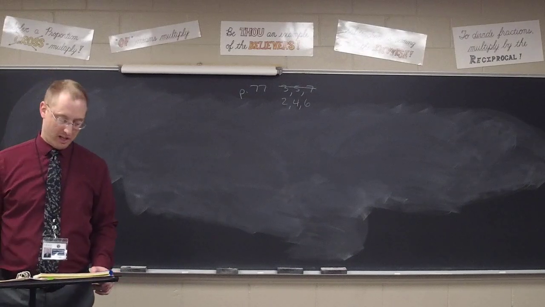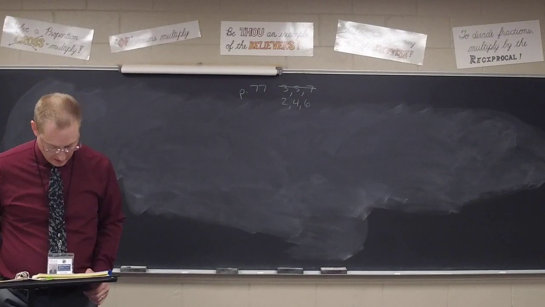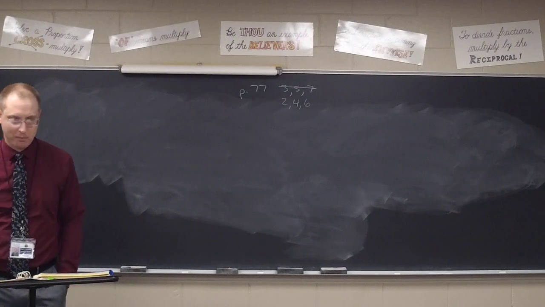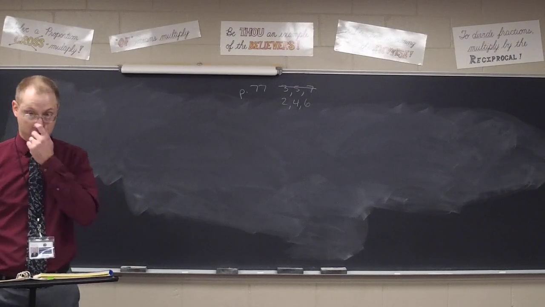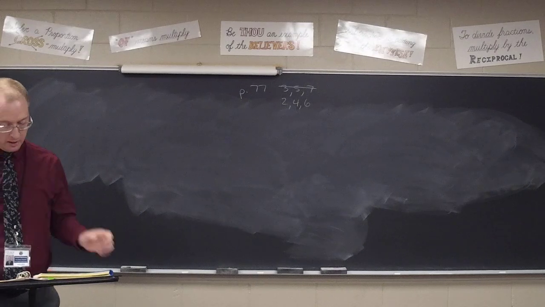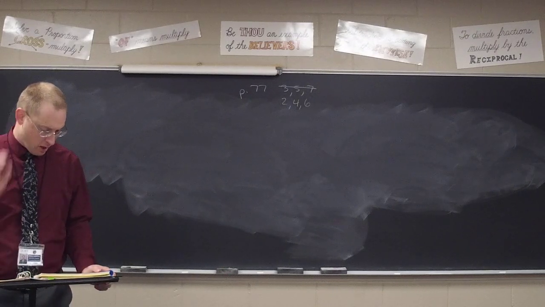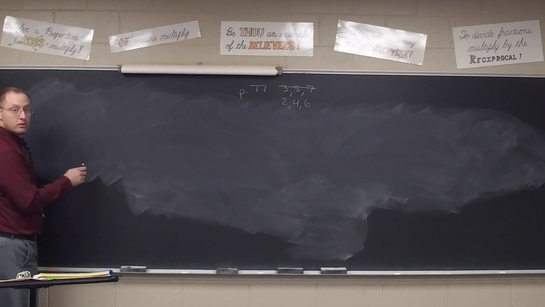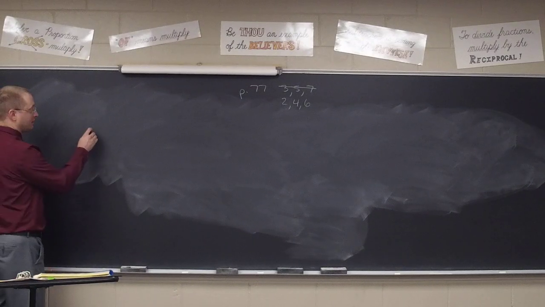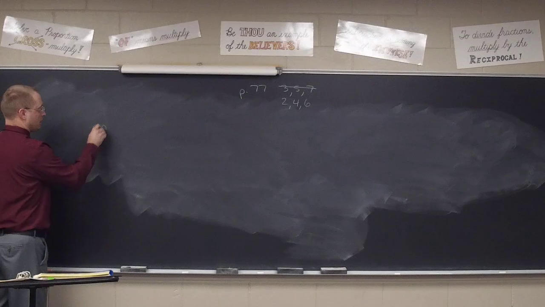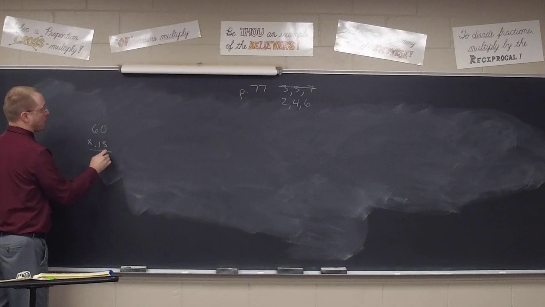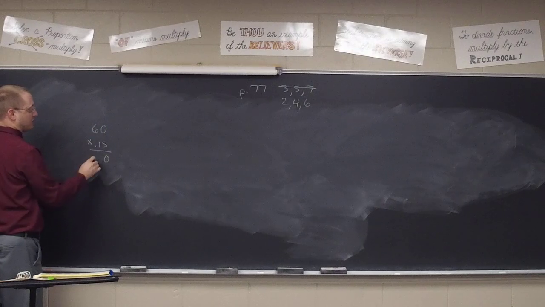All right, pencils down. Even if you're not finished with all of these, there's a $60 rug listed at 15% off. How much are you going to save on this rug, Sam? $3. How do we find it? What do we multiply? Multiply 60 by 0.15. All right, we multiply 5 times 0 is 0, 5 times 6 is 30.